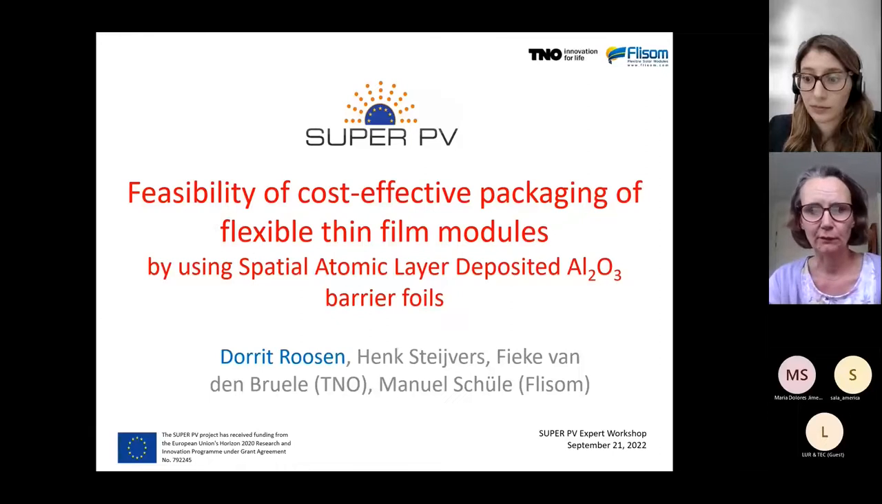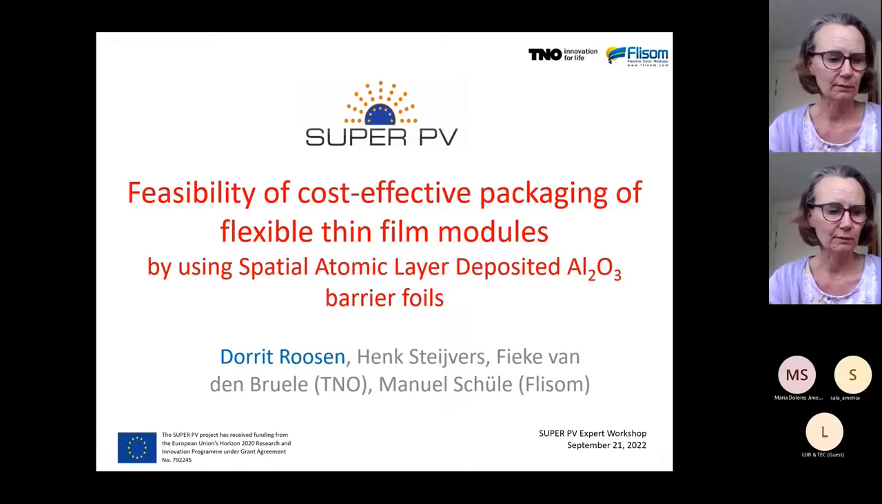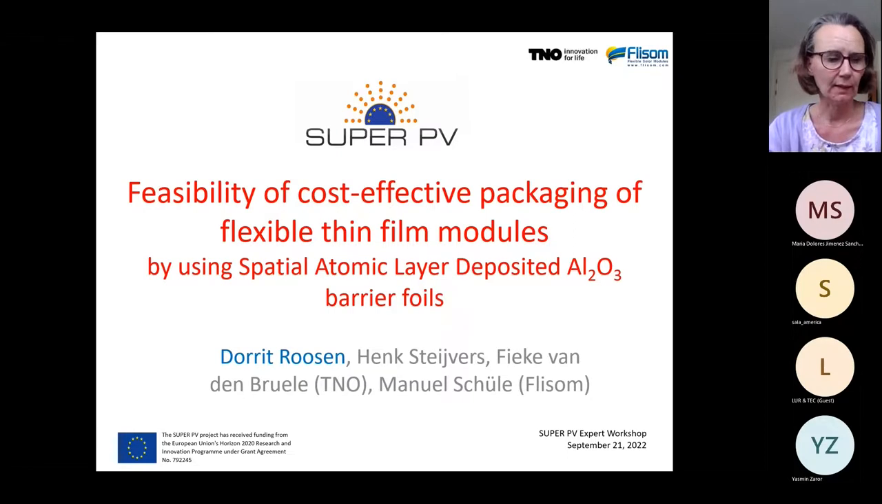So good afternoon, everybody. My name is Dorrit Rozen, and I'm a research scientist at the Dutch Organization of Applied Scientific Research in the Netherlands, TNO. And today I will be presenting to you the work done in the Super PV project regarding the feasibility of cost-effective packaging of flexible thin film modules by using spatial atomic layer deposited aluminum oxide barrier foils.